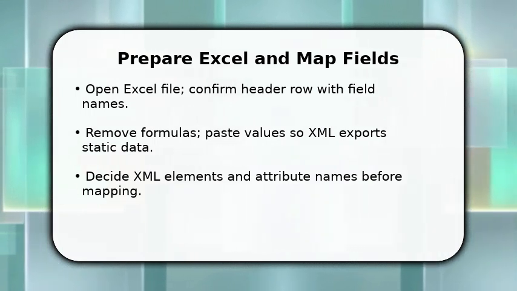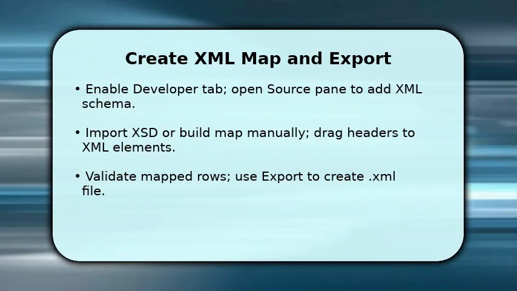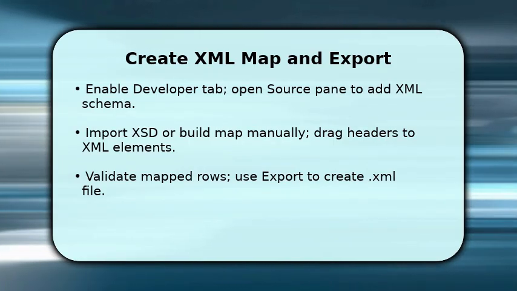Next, you add an XML map. Enable Developer, open the source pane, and import an XSD if available. This defines elements and types so Excel maps correctly. If no XSD exists, create a small one or manually map headers to elements by dragging column headers into the schema tree. Once mapped, validate rows to ensure required elements are present.